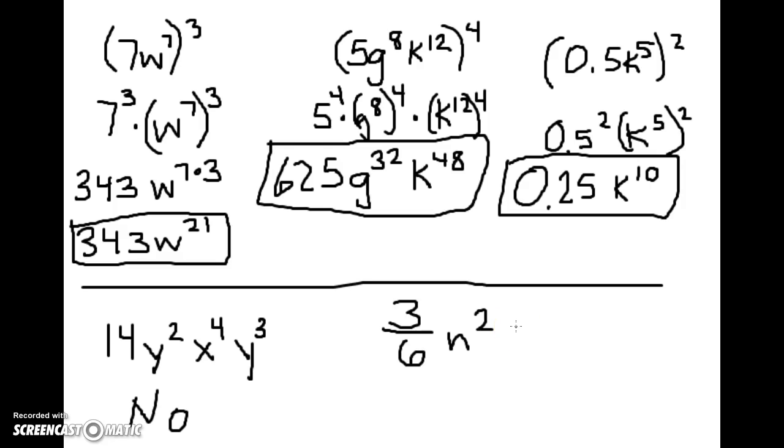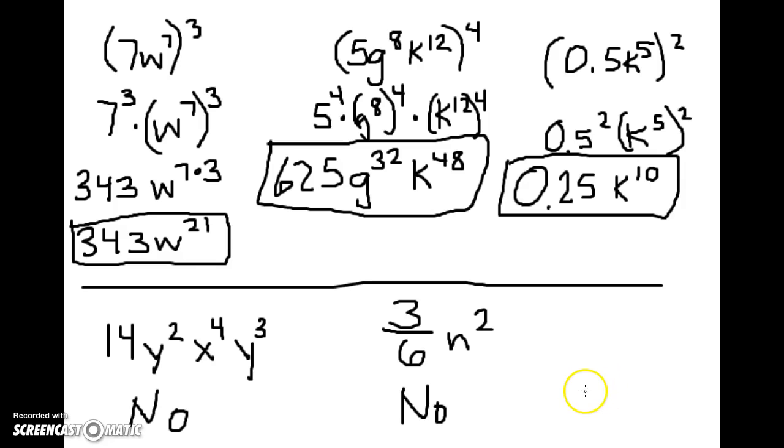I have a fraction, I have an exponent, no bases are duplicated, right? All of them are only appearing once, no power of powers, but I do have a fraction that I need to check. 3/6 is actually not simplified, it's not reduced, so that means that this one would not be in simplest form. Okay, so that's an example of something that would not have a simplified fraction.